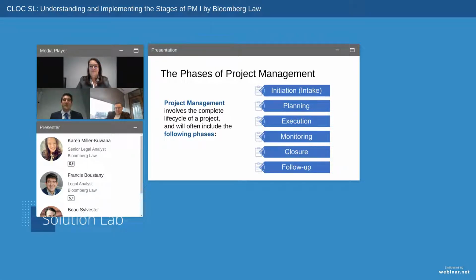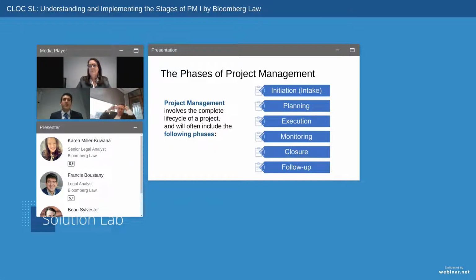But for the purposes of today's discussion, we've actually collapsed the initiation and planning phases, as well as the closure and follow-up phases, and we'll discuss 4 phases: planning, execution, monitoring, and closure of a project. I'd like to bring Bo in now to discuss a little bit about his experience in projects.